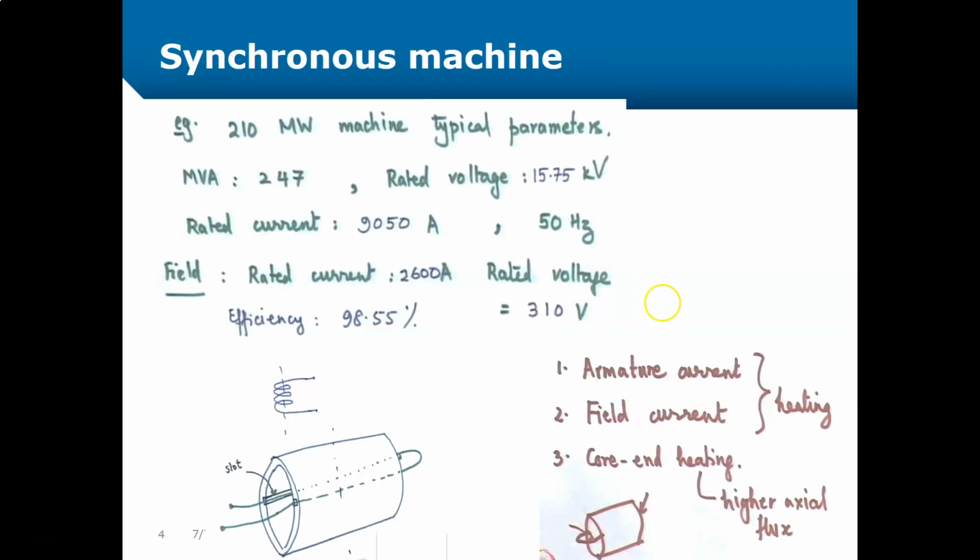When it comes to temperature and limits, we have three main limits. Those are the armature current limit, and secondly the field current limit, which is located on the rotor. Then we have the core end heating, at the end of the rotor. In the end of the rotor we have a winding, and especially in what we call under-excited operation, we can have higher axial flux. So these are three important heating limits that we need to take care of in the system.